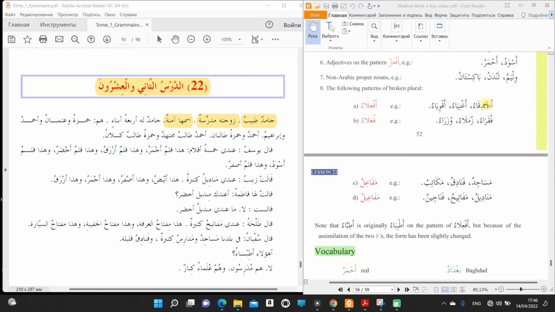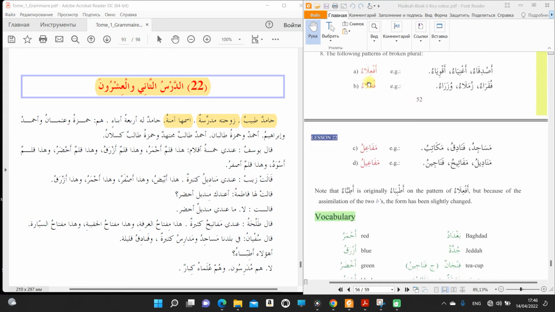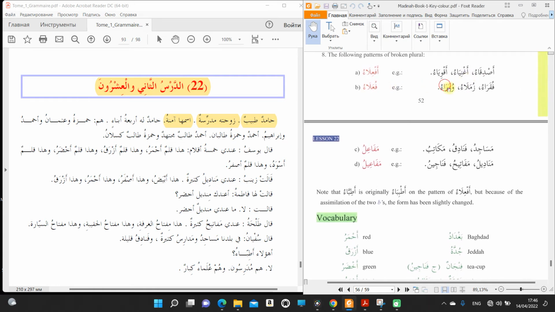أفعلاء, أصدقاء, أغنياء. The pattern is the same. Therefore, it doesn't take tanween. The same goes with the rest of the patterns: فعلاء, فقراء, زملاء. You see the same harakat. ضمة, ضمة, فتحة, فتحة, فتحة, فتحة.